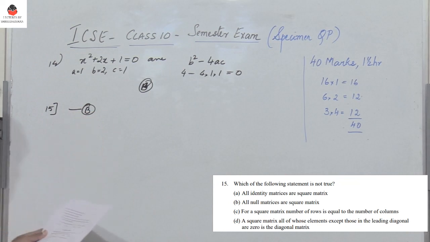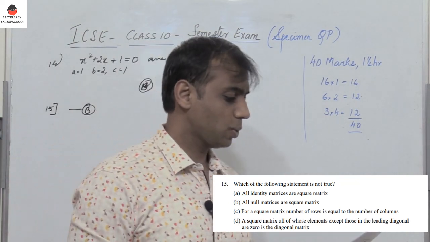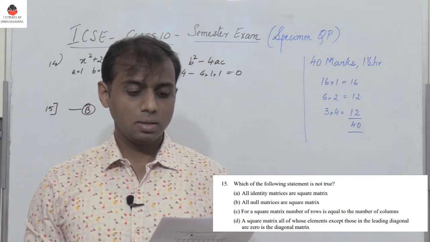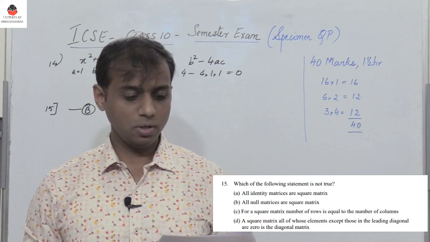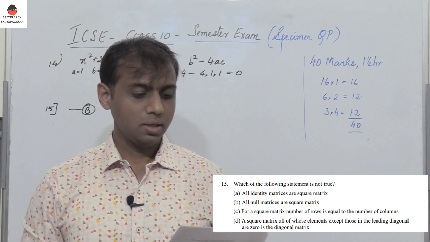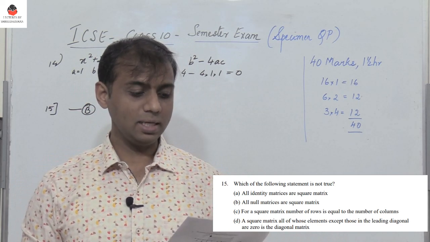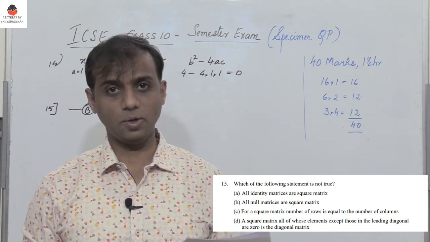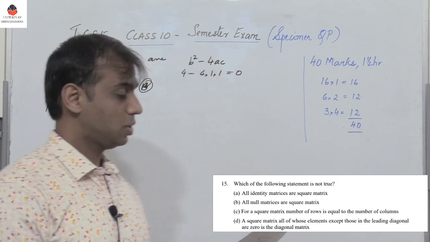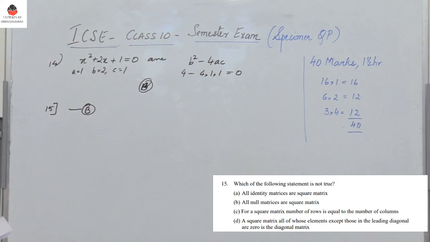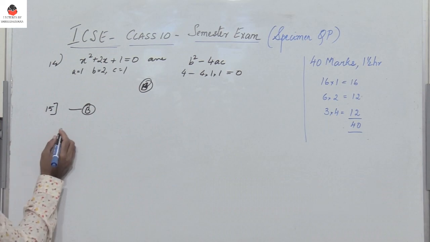Now let us go through option C and option D. For a square matrix, the number of rows is equal to the number of columns. It is a true statement. A square matrix, all of whose elements except those in the leading diagonal are 0, is a diagonal matrix, is again a true statement. So therefore the false statement is option B.